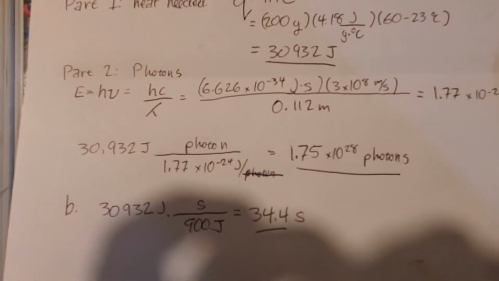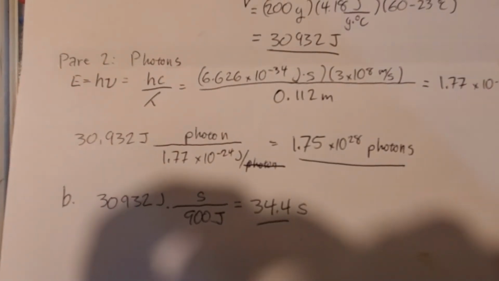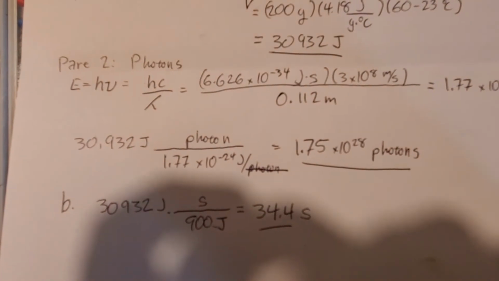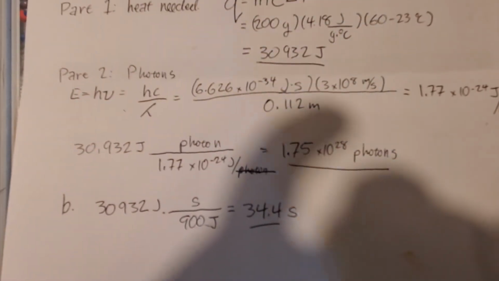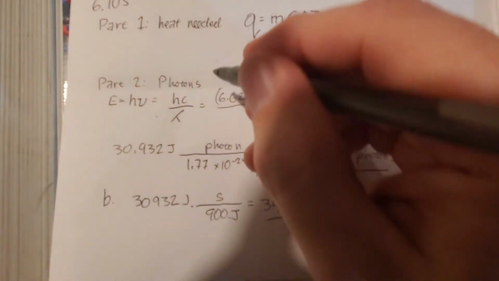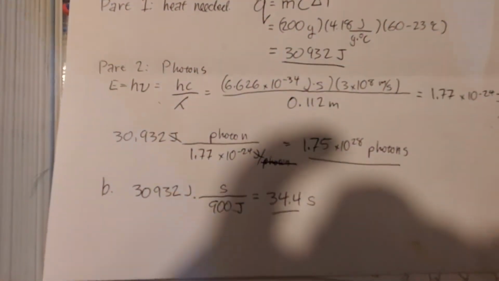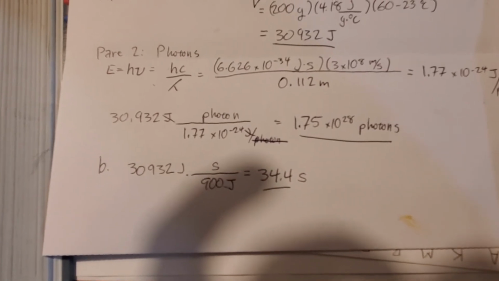So finally, put it all together: 30,932 joules are needed, 1.77 joules per photon. If you're paying attention to our units, you'll see that we need to do some division. The joules will cancel. I'll go ahead and do that right now. Joules cancel, and we are left with 1.75 times 10 to the 20th photons.